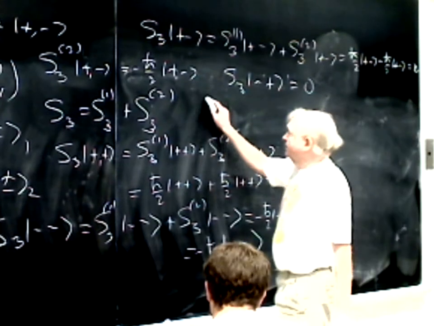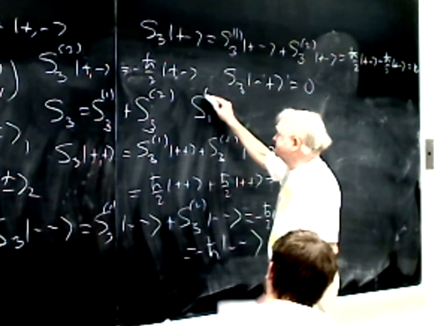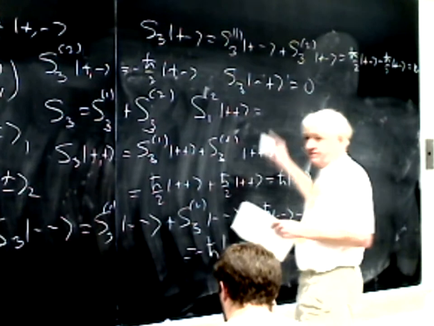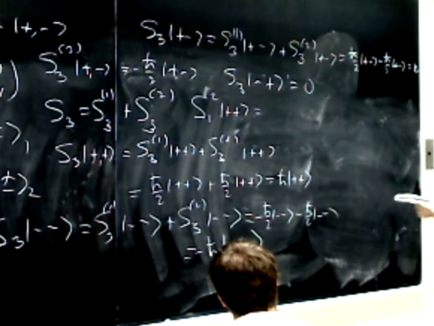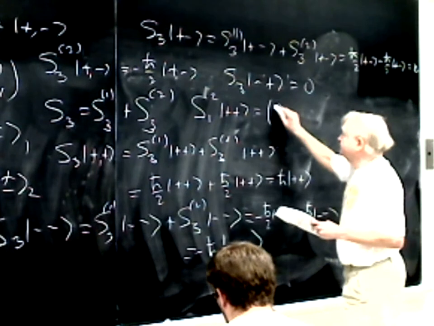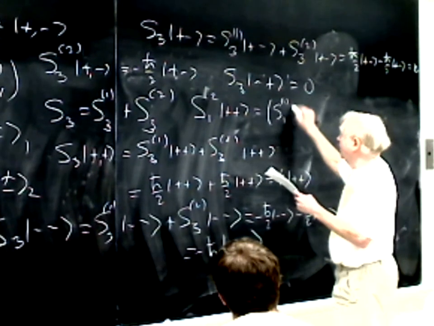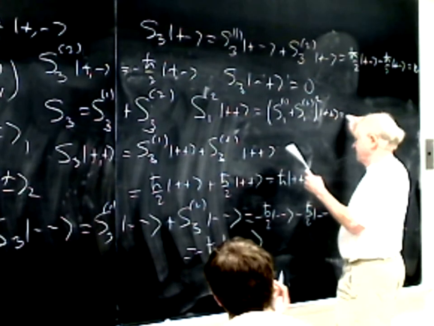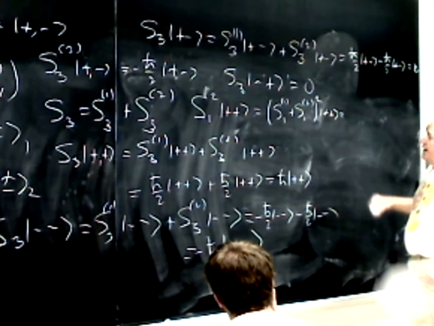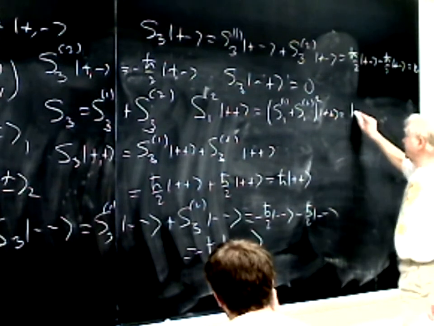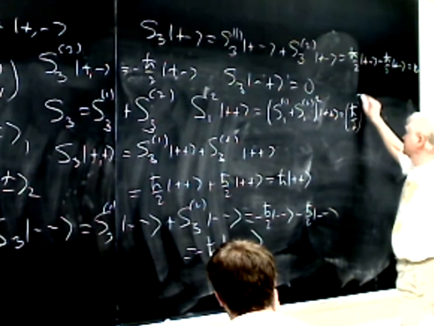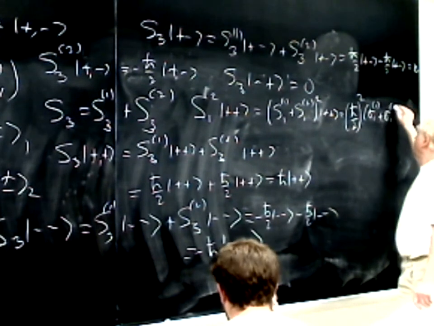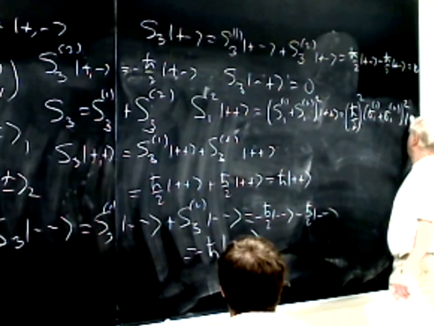All right. Suppose we look at something more difficult now. S1 squared on plus. What is this? Well, this will be (S1^(1) plus S1^(2)) squared on plus. And we factor out the h bar over 2 squared, and we have (sigma 1^(1) plus sigma 1^(2)) squared on plus.